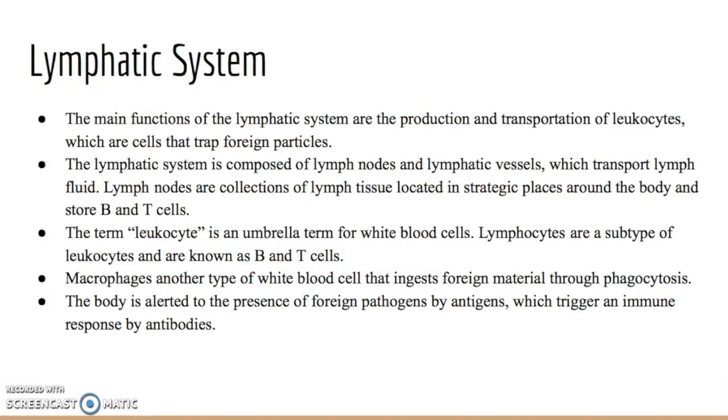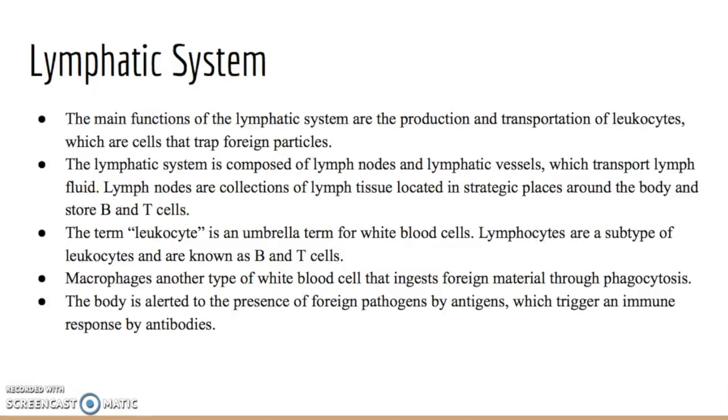Lymphatic system. The main functions of the lymphatic system are the production and transportation of leukocytes, which are cells that trap foreign particles. The lymphatic system is composed of lymph nodes and lymphatic vessels, which transport lymph fluid. Lymph nodes are collections of lymph tissue located in strategic places throughout the body and store B and T cells.